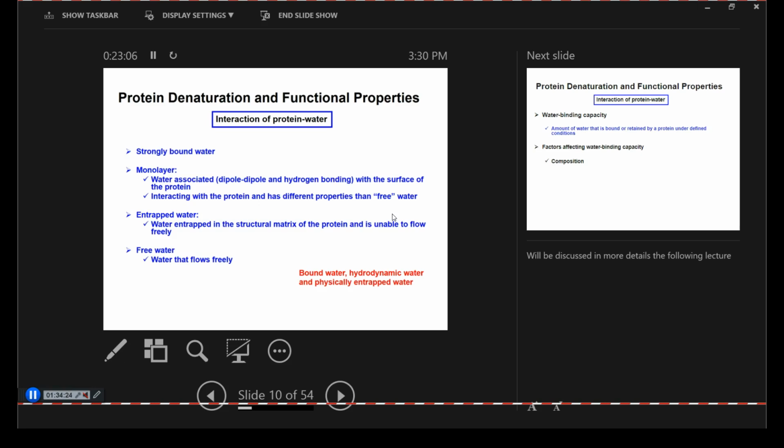Okay, good. But that's not related much to what I'm saying. Well, I was trying to understand the entrapped water. That's good. It's okay.